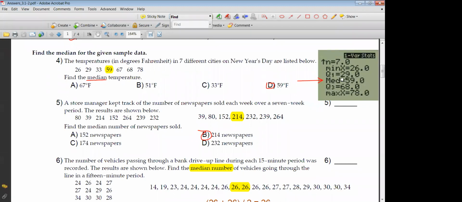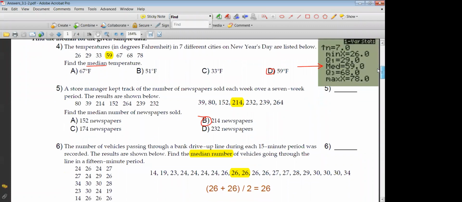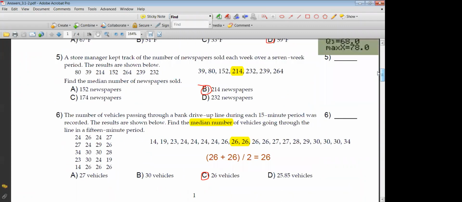But hey, we're already in order. Pick the middle one. As opposed to number 5, where these numbers are not in order. I've had somebody tell me this. Oh, the median, the middle number is 152. I go, why? Oh, it's the one in the middle. Yeah, but the numbers are not in order. They're not sequential. So what I did is I ordered these numbers. How hard was that? There was only 7 of them.